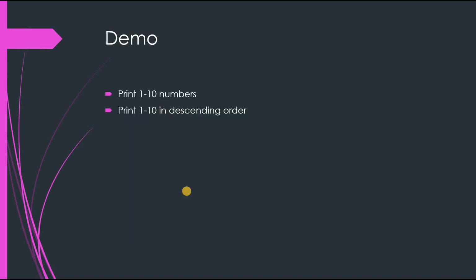Let me do the practical. First, let me print 1 to 10 natural numbers. Then we will print 1 to 10 in descending order using a for loop.